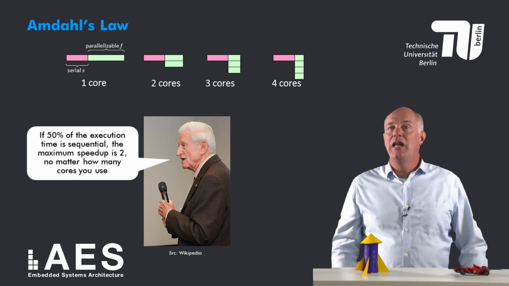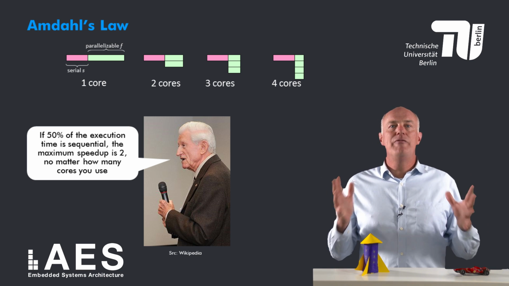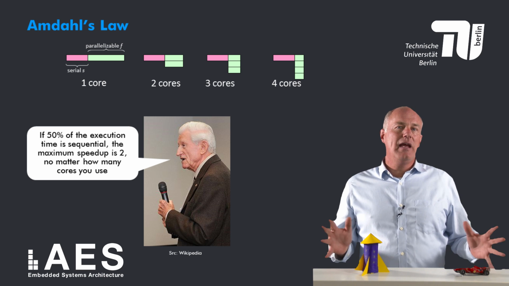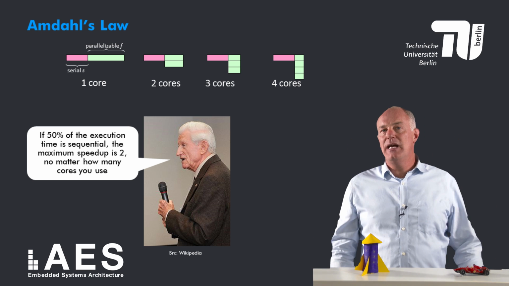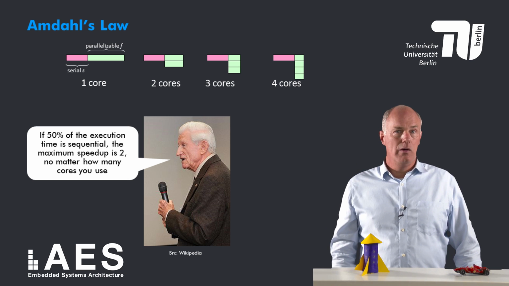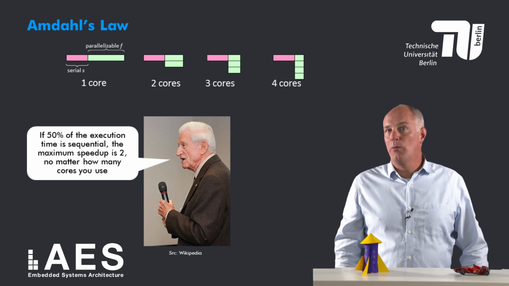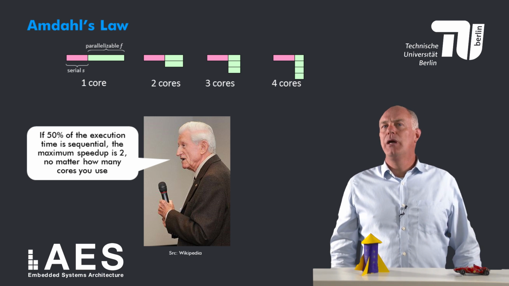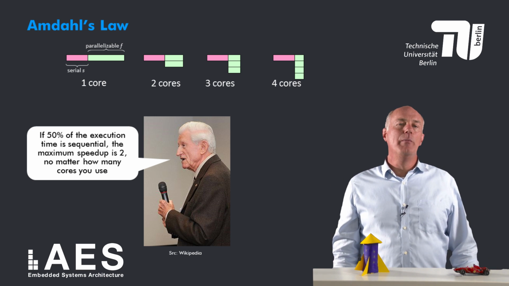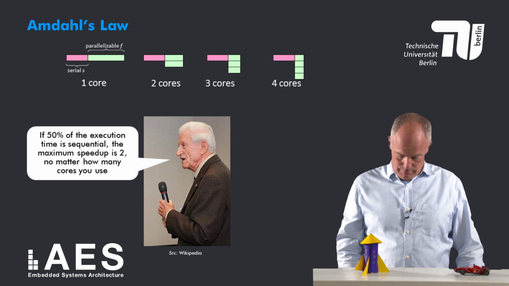This observation led Gene Amdahl, who is shown here, to conclude in a famous scientific paper that if, for example, 50% of the execution time is sequential, the maximum speedup you can get is 2, no matter how many cores you use to accelerate the parallel part. Actually, he didn't use the term cores, but processors, because cores is a term from the multi-core era, and he wrote his paper long before.